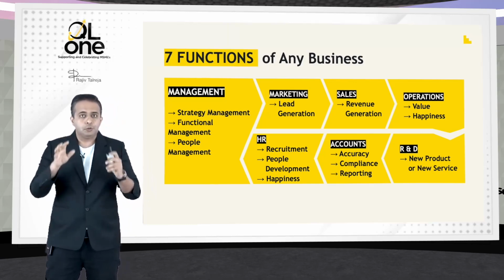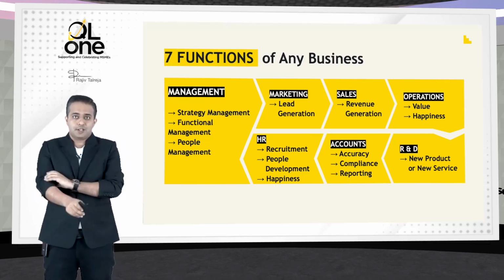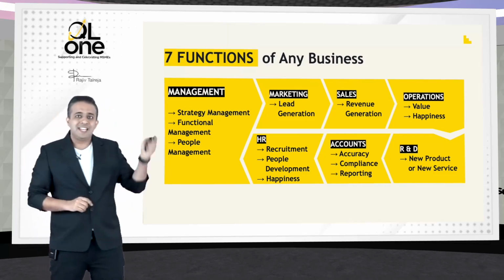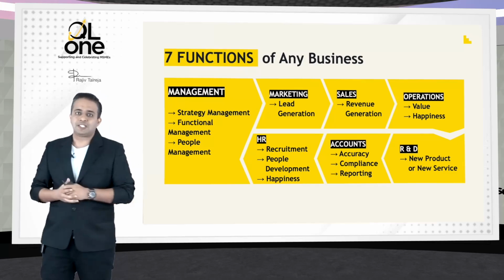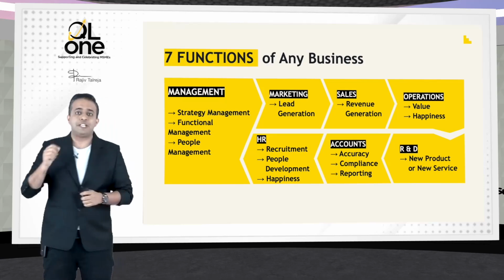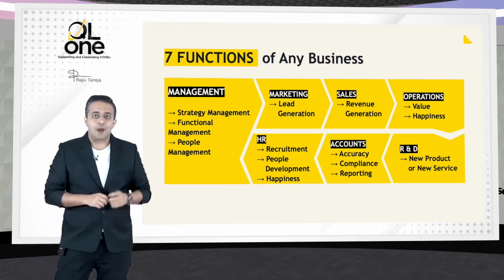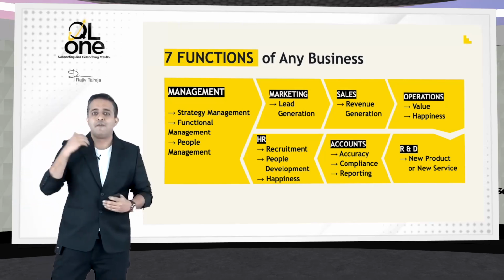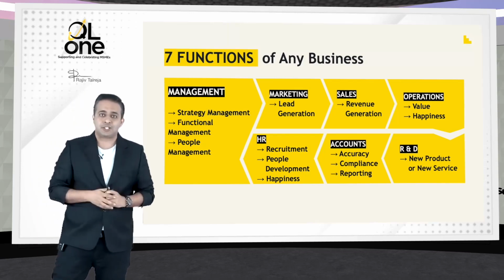Now, I want you to look at these 7 functions. No matter what your business is, no matter what is the size of your team, these 7 activities are critical to build a stable and successful business. Marketing has to happen consistently for leads to be generated consistently. Sales has to happen consistently for revenue to get generated consistently. Operations has to deliver value for money and happiness to customers consistently.